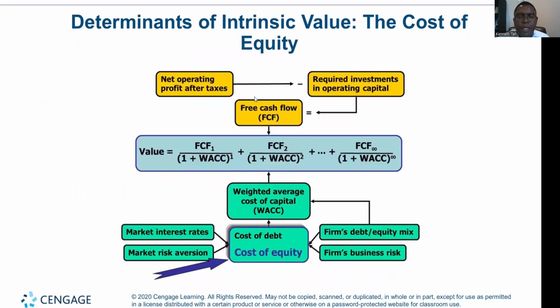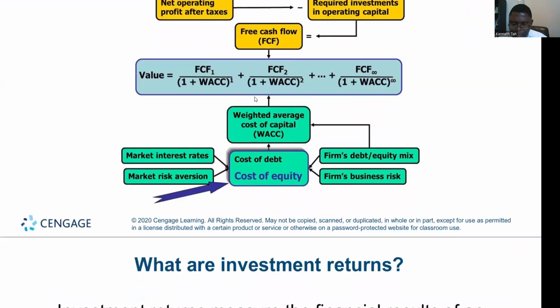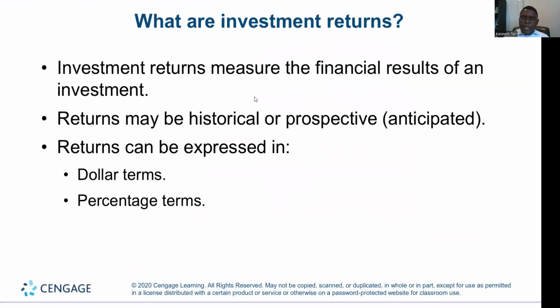All right, determinants of intrinsic value. We calculate intrinsic value by calculating the present value of each cash flow, and then we add them up. So the present value of cash flow 1 plus present value of cash flow 2, cash flow 3, and so on and so forth. And we use the WACC, which is the weighted average cost of capital, in calculating the present value.